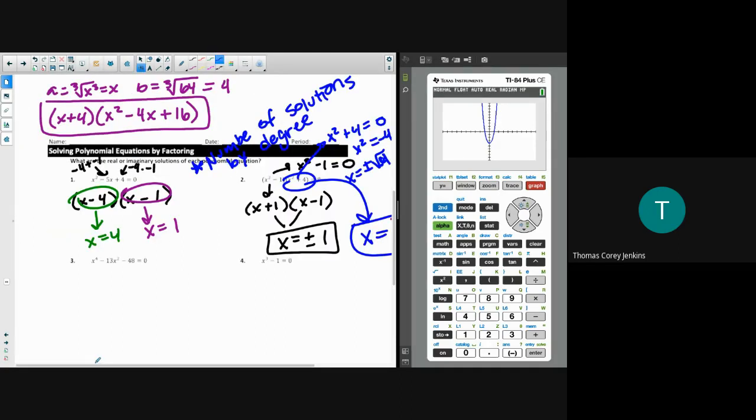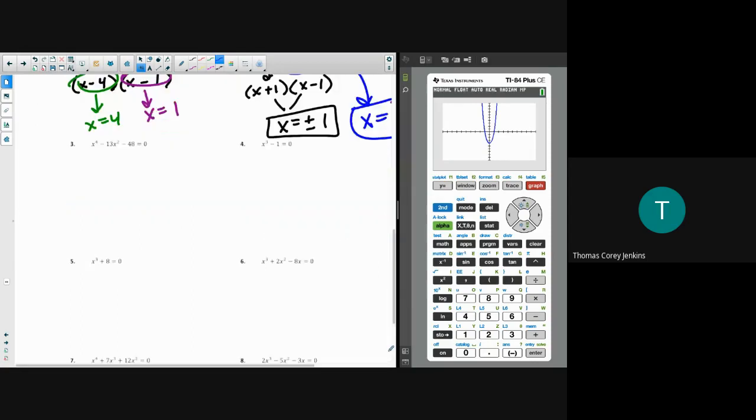All right, looking at number 3, kind of another one where we should have 4 solutions. So that says x to the 4 minus 13x squared minus 48 equals 0. Okay, so we are going to use factoring by grouping here. So our thought process: what's going to multiply to be -48 and add to be -13? And that's going to be -16 and +3, -16 and +3.